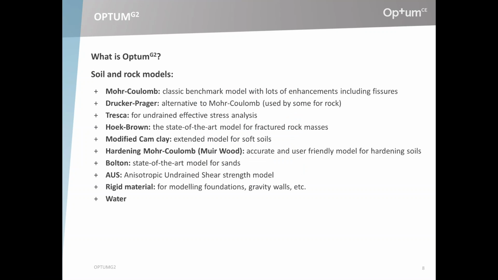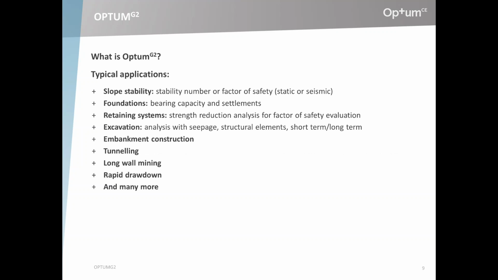And then various other models, a model incorporating Bolton stress dilatancy relations for sands. So basically, you have an increase in strength at low confining pressures. That's what that Bolton model accounts for. And then the anisotropic undrained shear strength model, meant for very soft sediments of the kind you find offshore usually.